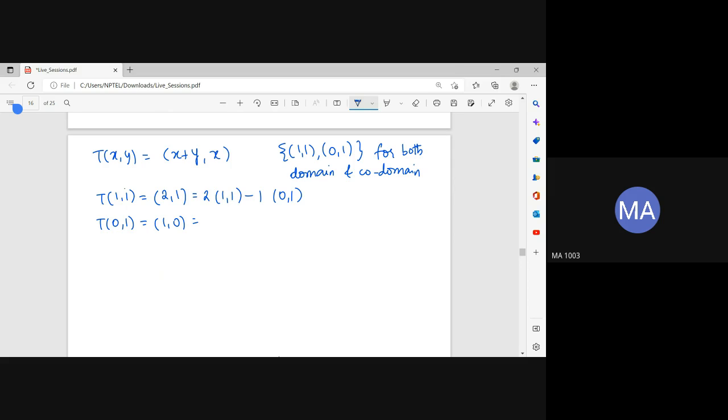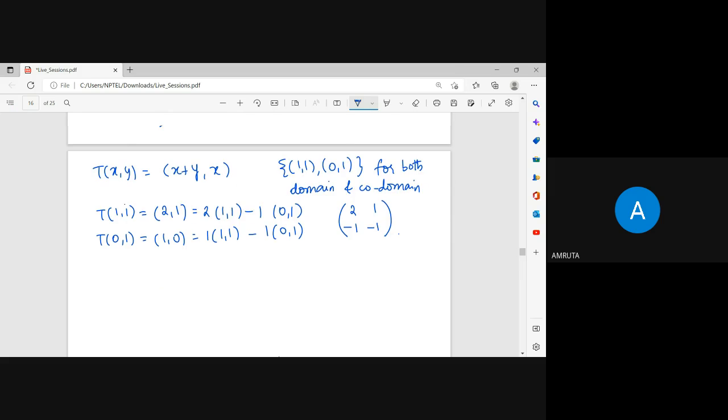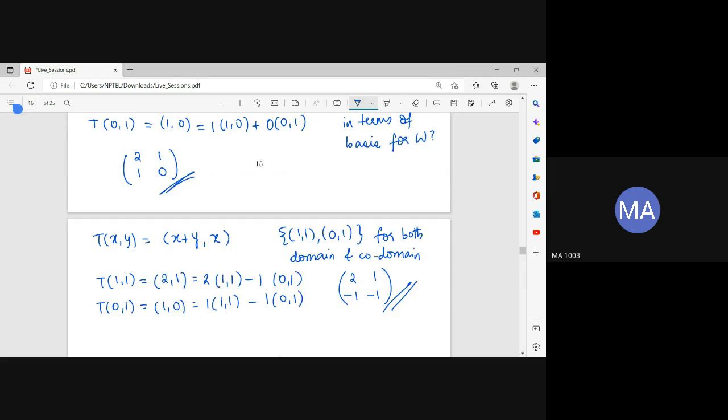What about the second vector? 1 times 1 comma 1 minus 1. Yes. So now what is the matrix of the linear transformation? 2, minus 1, 1, minus 1. Right. So can you see that for the same linear transformation, when I change the basis, the matrix of the linear transformation also changes? Yes. So whenever you're asked to write the matrix of a linear transformation, the first question is with respect to what basis? Because based on the basis, the matrix is going to change.